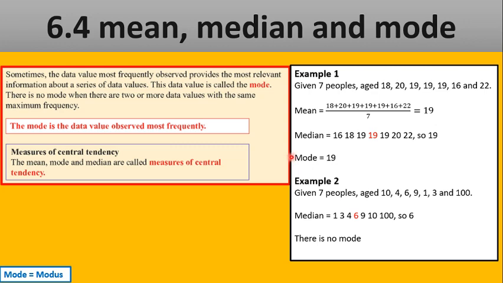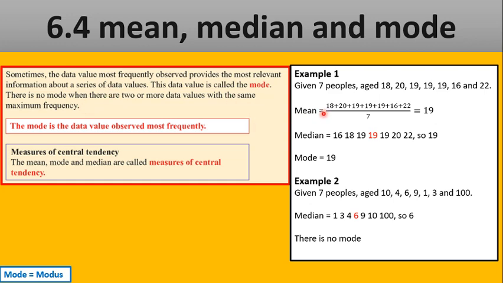And I think the mode is the easiest one to calculate. It's not really even calculating, it's more counting, because the mode, from Nederlands de modus, is the data value observed most frequently, right? However, there is no mode when there are two or more data values with the same maximum frequency.